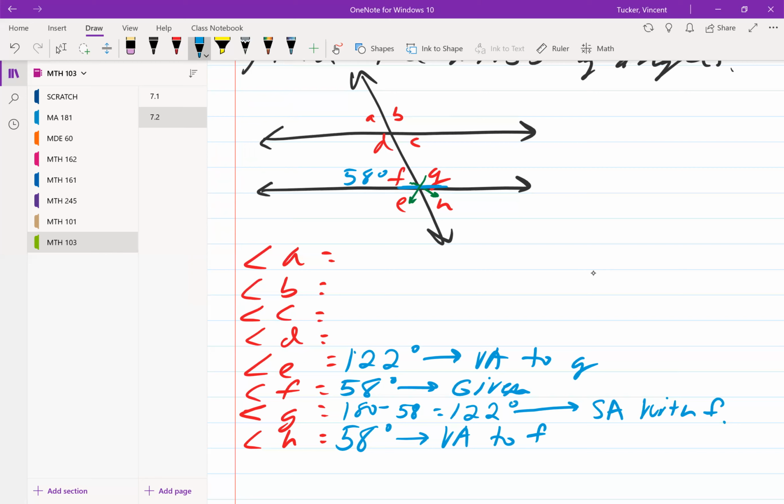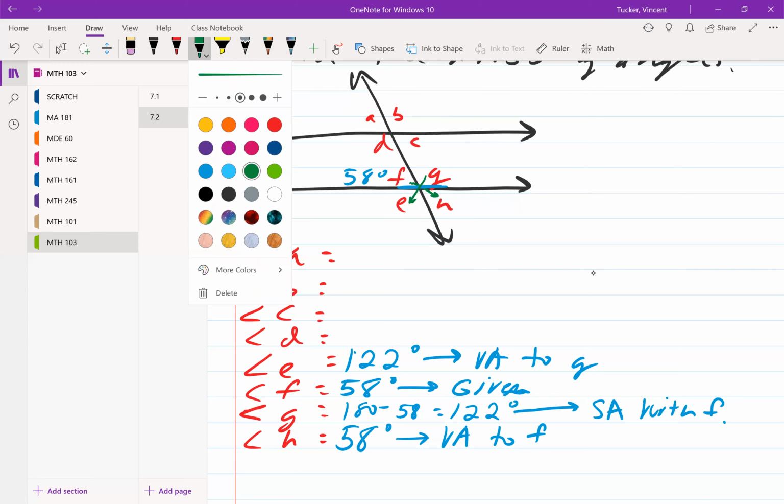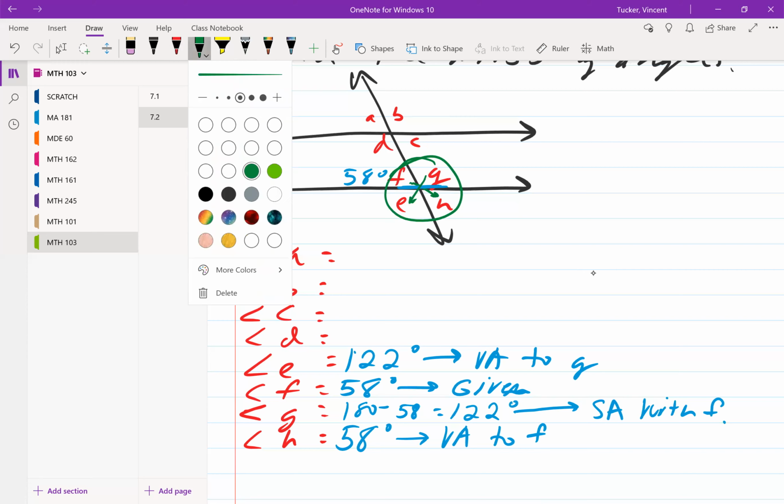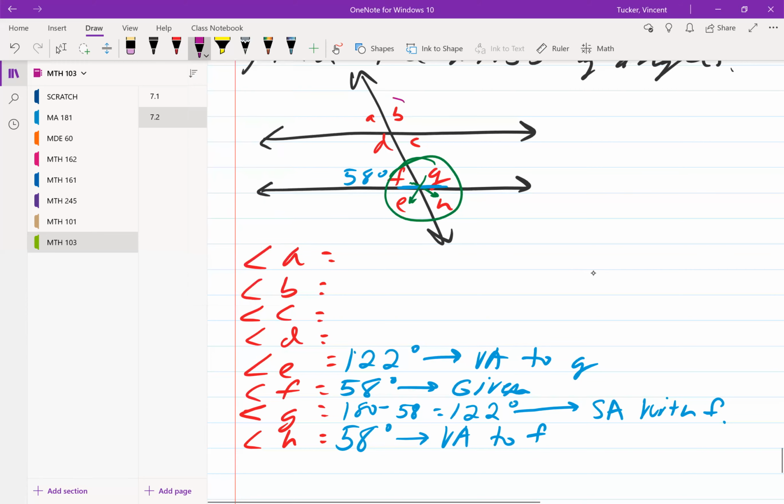All right. So now to find A, B, C, and D, you can use whichever one you like to use as far as those relationships: alternate interior, alternate exterior, or corresponding angles. I probably would just go ahead and use corresponding angles. I have this cluster calculated already. I can now mirror that cluster onto A, B, C, D.